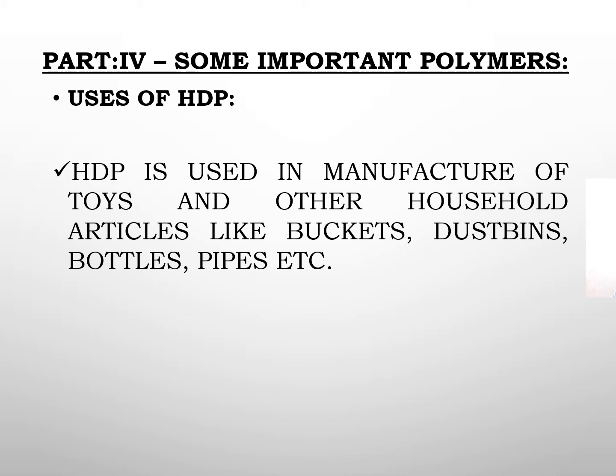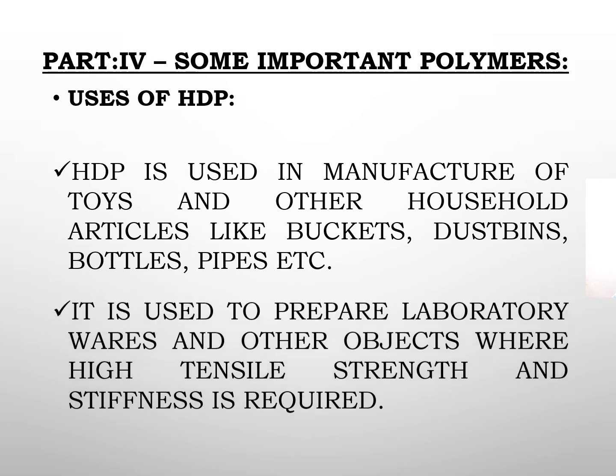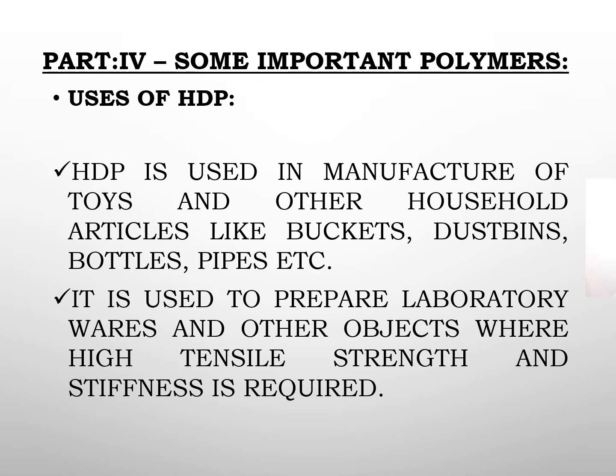Uses of HDP: HDP is used in the manufacture of toys and other household materials like buckets, dustbins, bottles, pipes, etc. It is used to prepare laboratory wares and other objects where high tensile strength and stiffness are required.